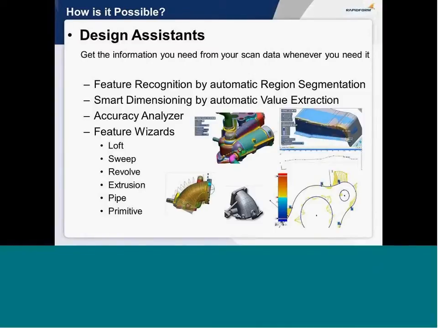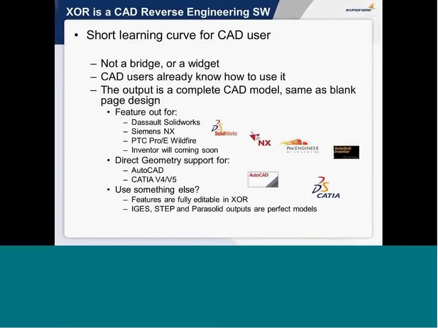which is your dimensional source. Then we have feature wizards like Loft Wizard, Sweep Wizard, Revolution, Extrusion, Pipe, and Primitive Wizard, which instantly create sweeps, lofts, revolutions, extrusions, pipes, and primitives from scan data just by clicking them and extracting the design intent. If you are already familiar with 3D CAD, then you can immediately start using RapidForm XOR.